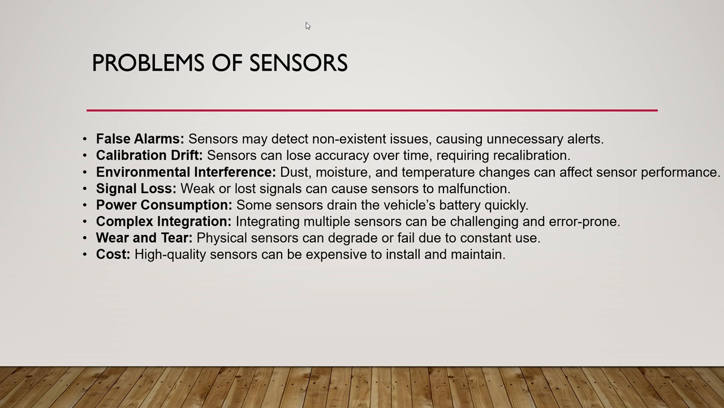Wear and tear, means some sensors are in physical contact, like the pressure sensor and accelerometer sensor, which have a small touch in the vehicle's wheel, that's why wear and tear is possible. And cost is high, like high quality sensors, like talking about the ECU, which is one type of sensor that can integrate all the types of sensors. It is expensive to install and maintain in that car.